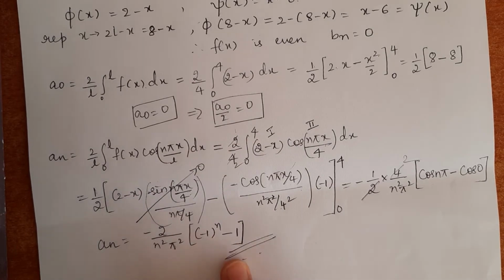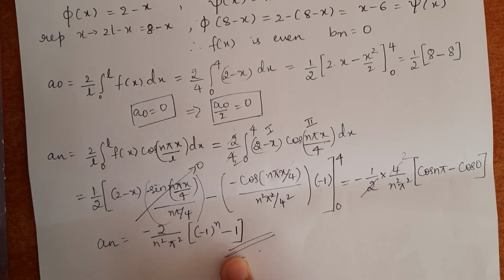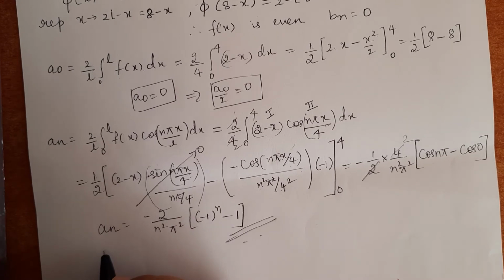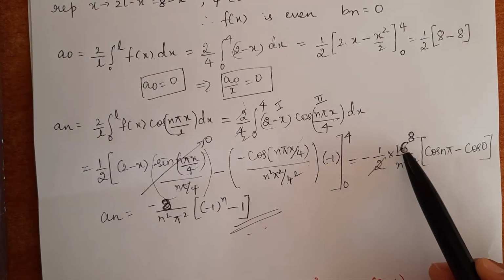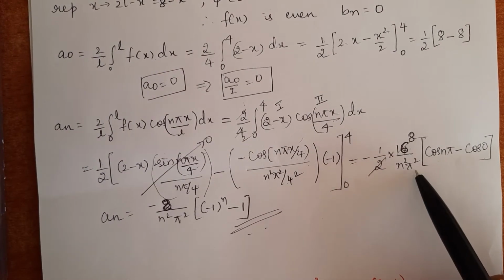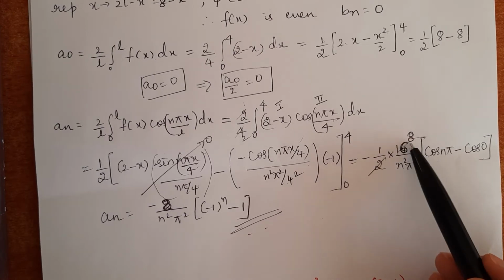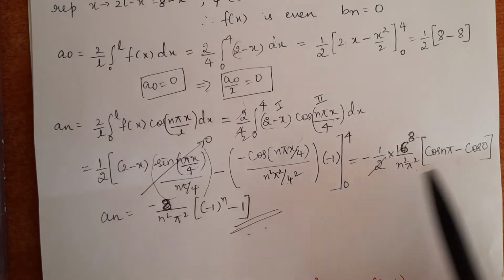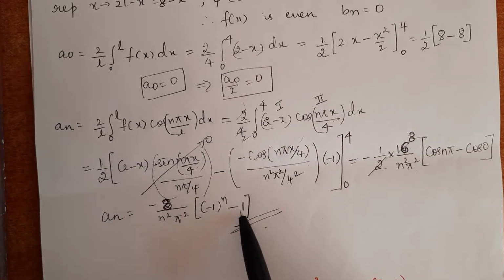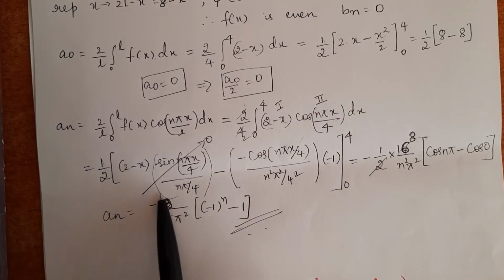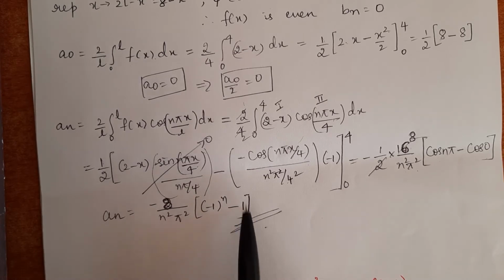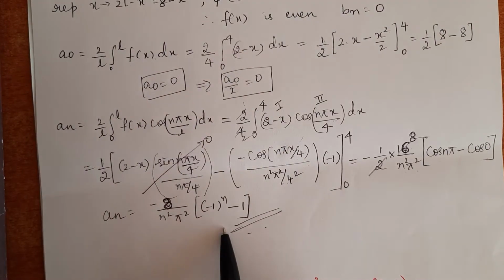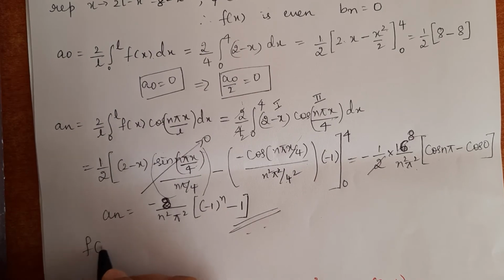So after getting an, we should substitute in the Fourier series expansion. Here 4 square is there, so it is 16 divided by n square pi square, 2 1s are 2, 8 2s are 16. So cos n pi is minus 1 power n, cos 0 is 1. So an is minus 8 by n square pi square into minus 1 to the power n minus 1. I got a0 as 0 and an value. Let me substitute in the Fourier series expansion.